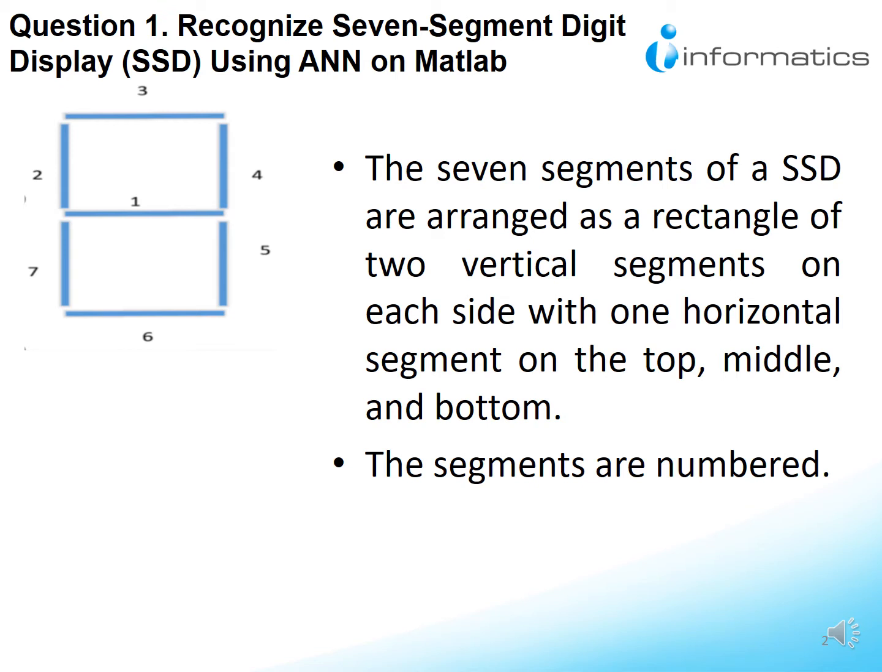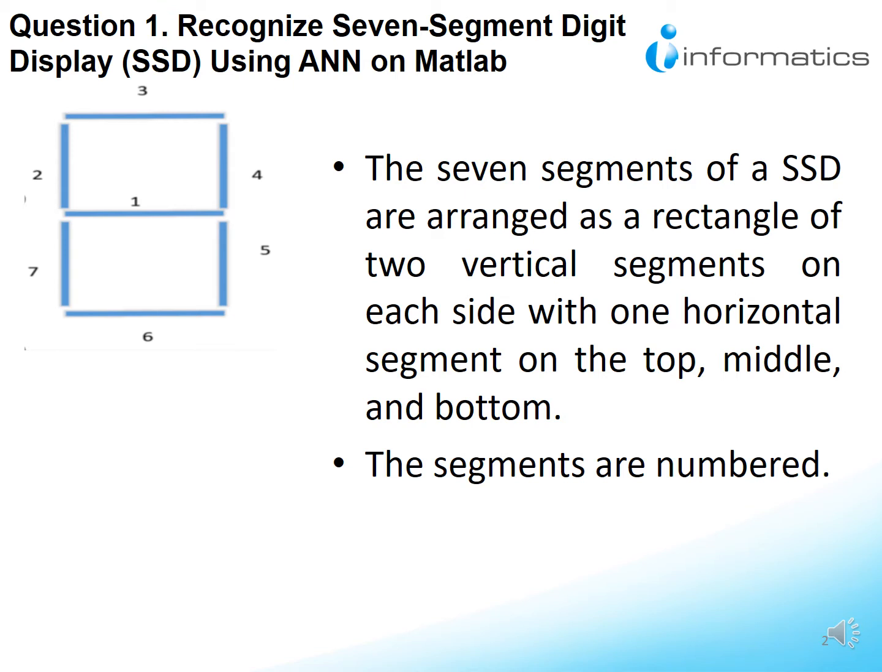There are two questions in the assignment question paper. The first question is to recognize 7-segment digit display, in short SSD, using artificial neural network on MATLAB platform. The 7 segments of a SSD are arranged as a rectangle of 2 vertical segments on each side, with 1 horizontal segment on the top, middle, and bottom. The segments are numbered as 1, 2, 3, and so on and so forth.